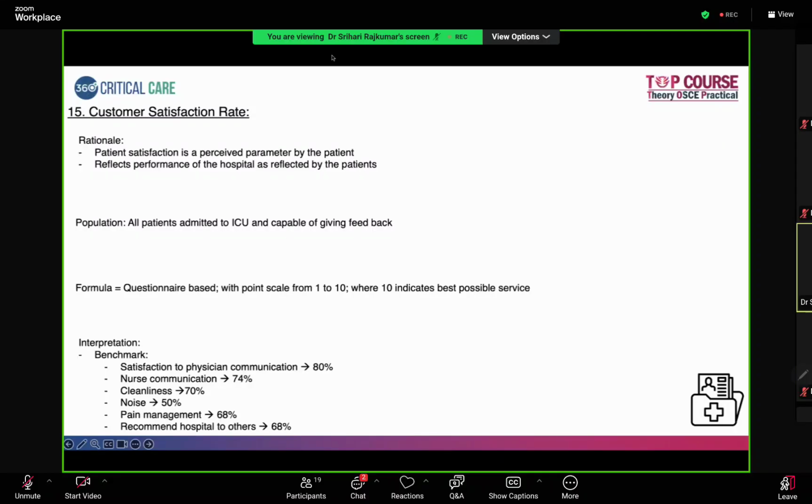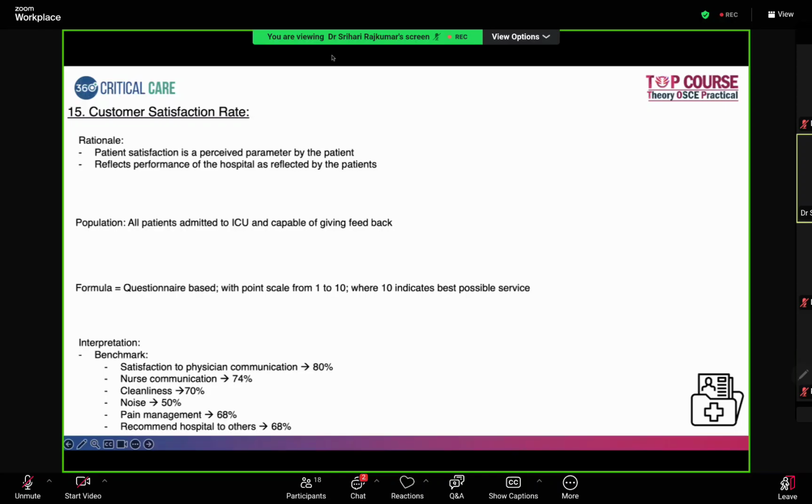This is also a questionnaire based rate assessment where, rather than going from 0 to 5, you go from 1 to 10, where 10 indicates the best possible service. The benchmarks they say are: satisfaction with physician communication should be 80%, nurse communication 74%, cleanliness 70%, noise 50%, patient management 68%, and recommending the hospital to others should be at least 68%.